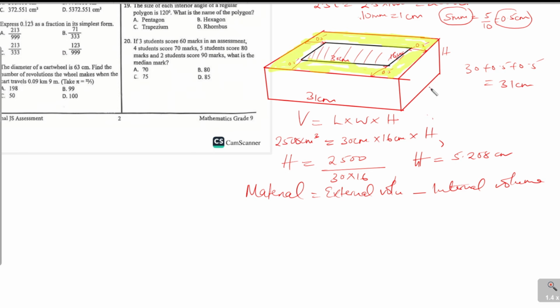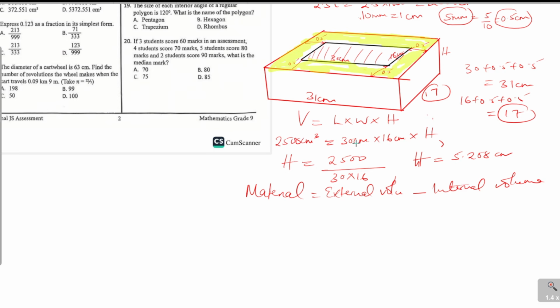And then this other width here. So you have to get 16 plus 0.5 plus 0.5. So this one will give 17, like that.